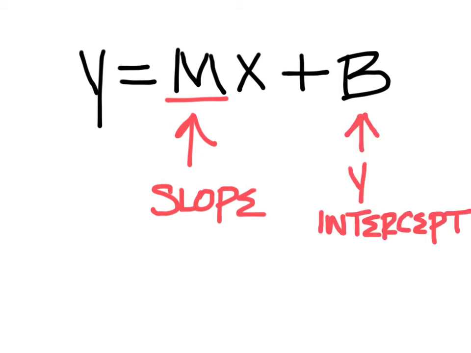The b is the y-intercept. That's where the line is going to cross the y-axis on the graph. The y-axis is the line that goes straight up and down through the center. Slope is m, y-intercept is b.